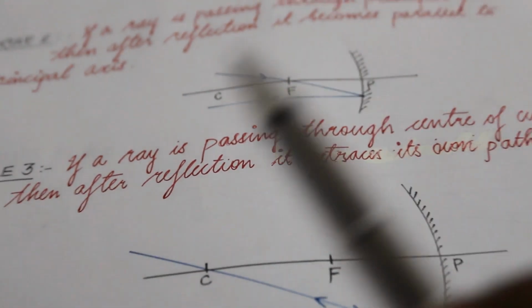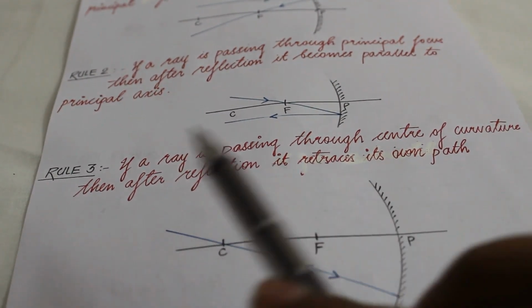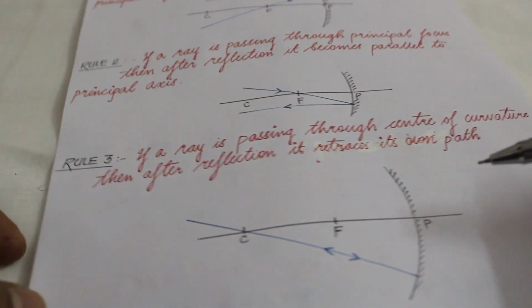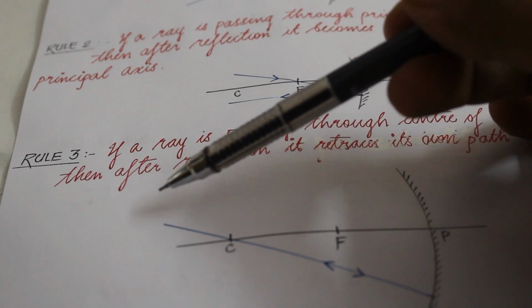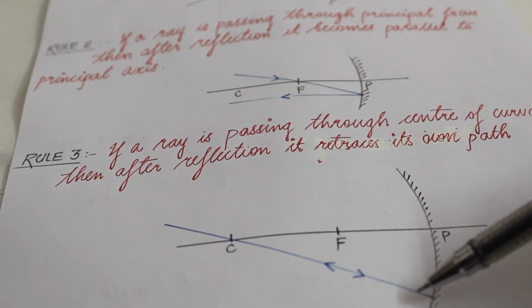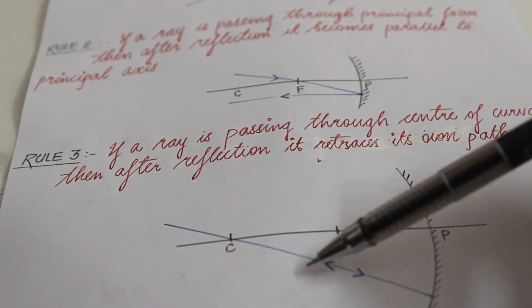The third rule, if a ray is passing through the center of curvature, then after reflection it retraces its own path. Now what do you mean by retraces its own path? As you can see, a ray is passing through the center of curvature, it got reflected back along the same path. So we can say it is retracing its own path.